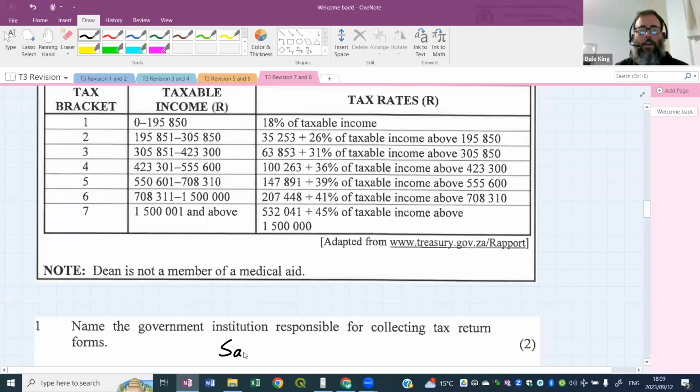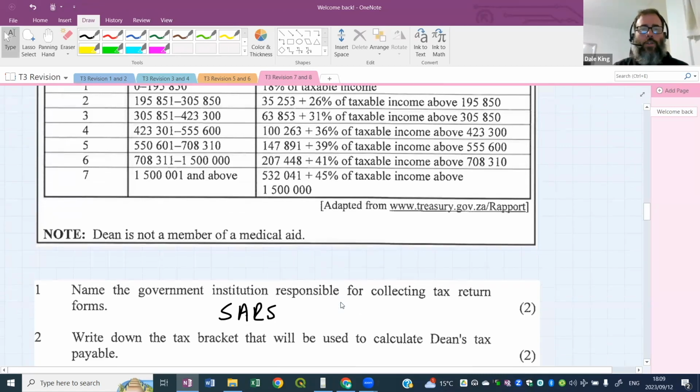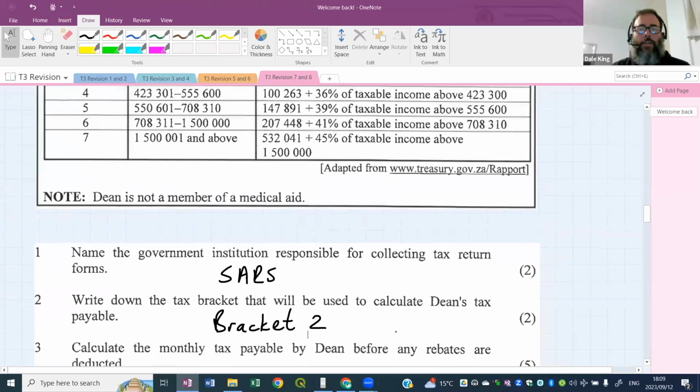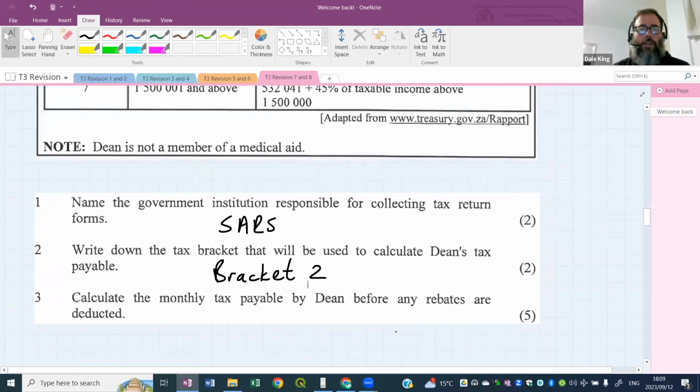I'm going to write SARS, but you should write South African Revenue Service. If you write SARS, I think they will give you the mark. It shouldn't be an issue. Okay. All right, next question. Write down the tax bracket that will be used to calculate Dean's tax. You guys all said it already. It was bracket number 2. So let's write there bracket 2. That's what you guys told me. Absolutely good. So far, so good. What else do they have for us?